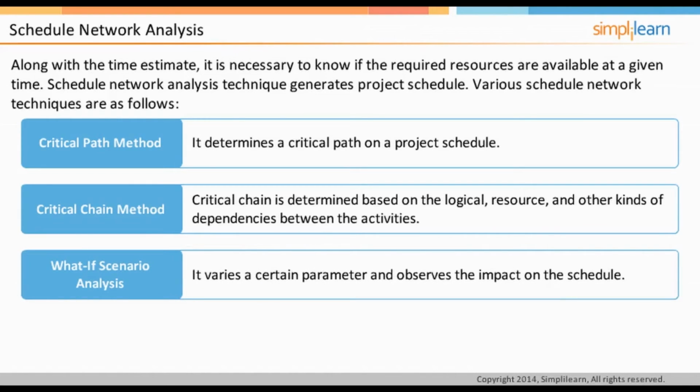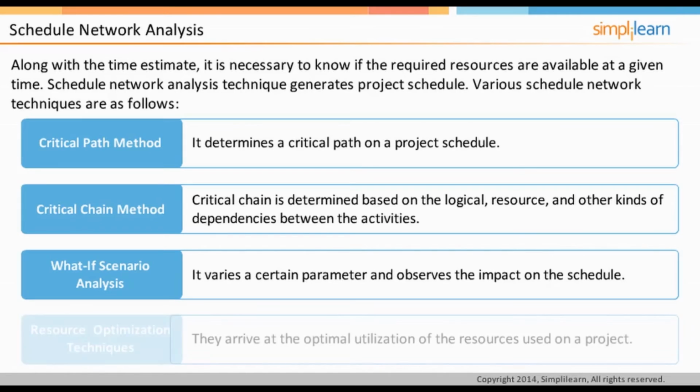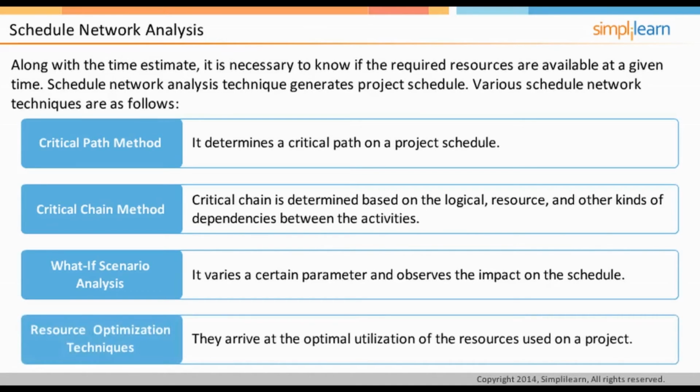What-if scenario analysis is about trying to vary a certain parameter to observe the impact on the schedule. For instance, you may want to check the result if you put in more resources on a particular activity to reduce its duration. Resource optimization techniques try to arrive at the optimal utilization of the resources used on a project. Ideally, you would want the resources to be fully utilized, but you would also want to build in sufficient buffers in case a certain resource is not available due to various reasons. In the next screen, let us look at the program evaluation and review technique.